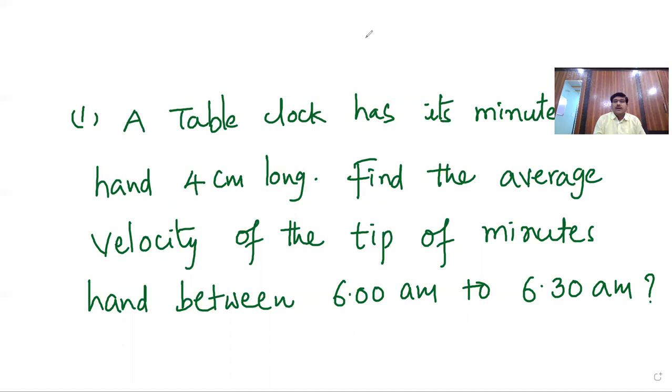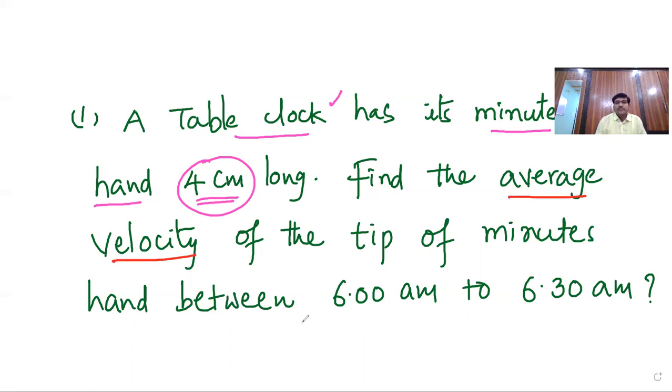Read carefully the question once again. It is given is a table clock. It is having a minutes hand. The length of the minutes hand is 4 centimeter. It requires average velocity, and the condition is given that the tip of the minutes hand is in between 6 a.m. to 6:30 a.m. In that case, it requires the average velocity. Clear? Now, let us solve this question.